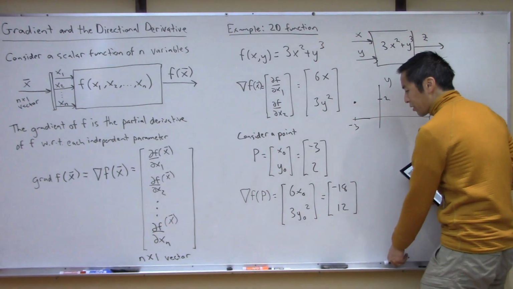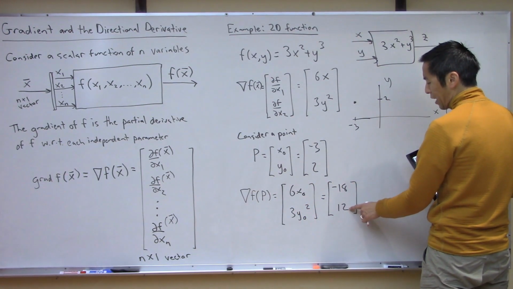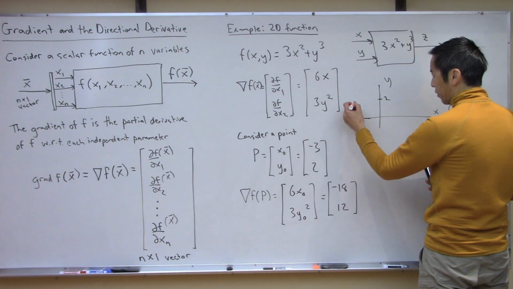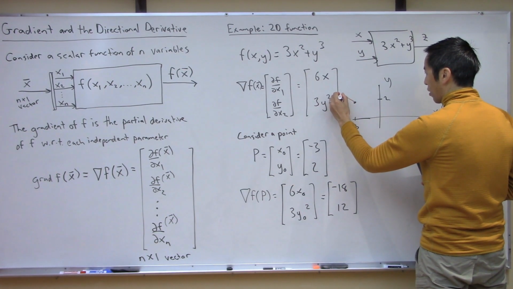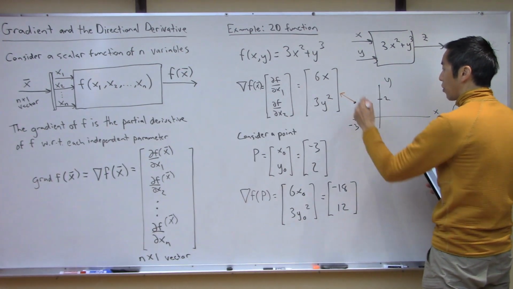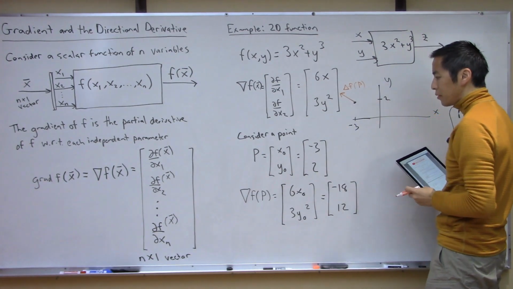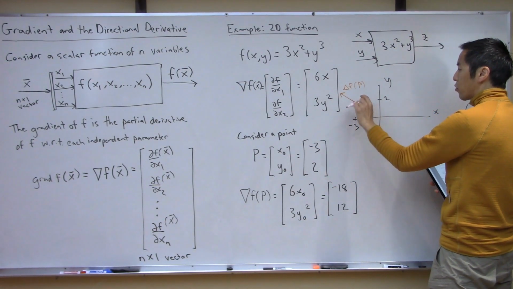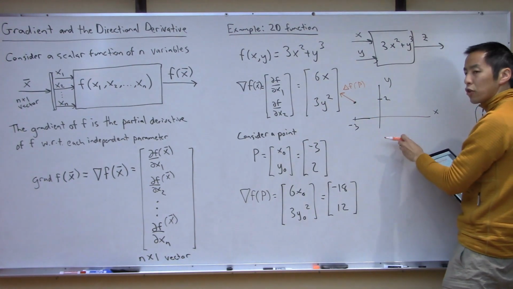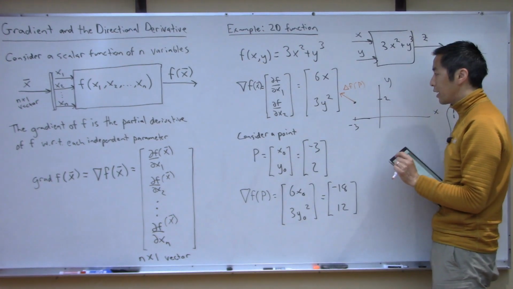So in this particular case, it seems to point in this direction of negative 18 and positive 12. I'm not going to draw this very well, but it's something like in this direction, right? So here is the gradient of f at the point P. And you can see as you move this point P around, this gradient vector is going to point in different directions, depending on where you are and where you evaluate the gradient.